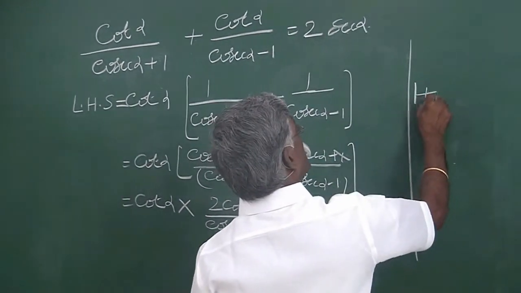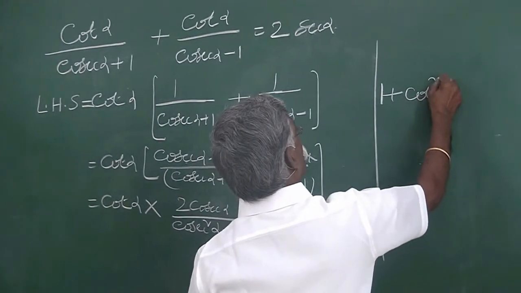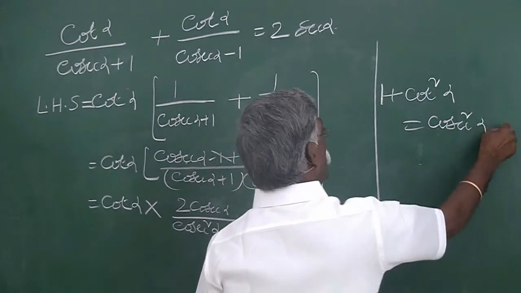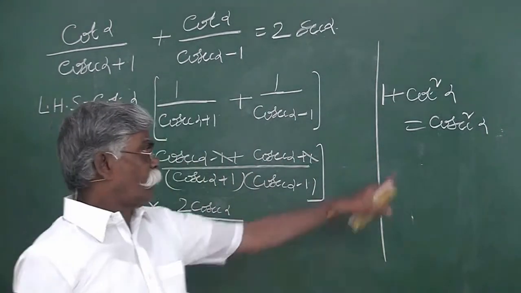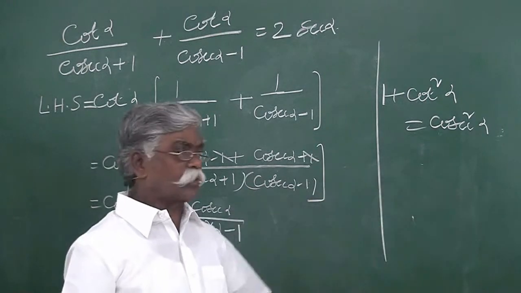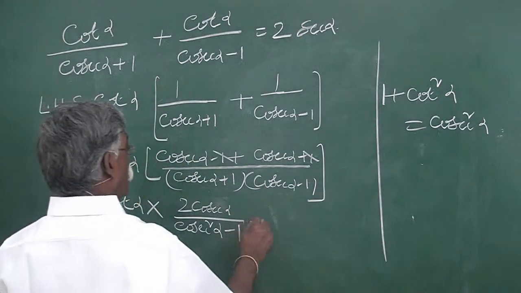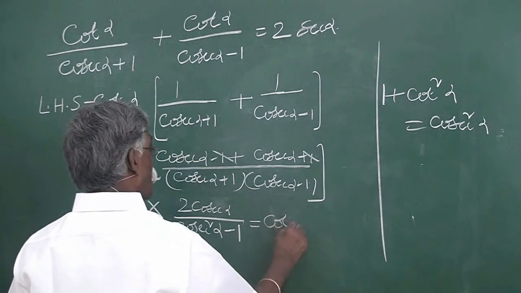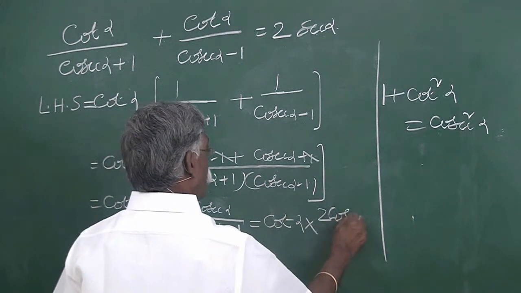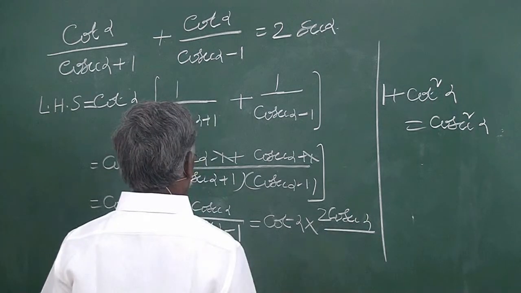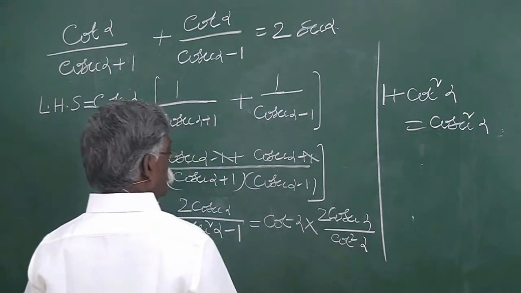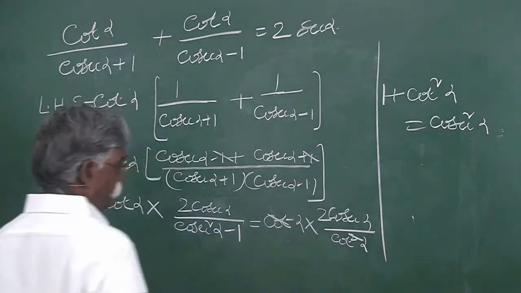Now 1 plus cot square alpha is cosecant square alpha. Therefore cosecant square alpha minus 1 becomes cot square alpha. So here in our problem, this is cot alpha into 2 cosecant alpha by cot square alpha. So cot and square get cancelled.